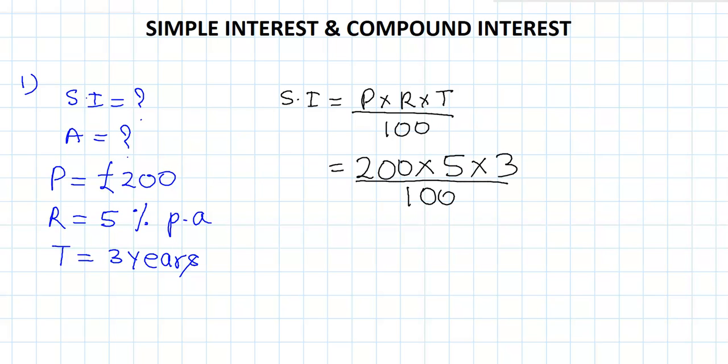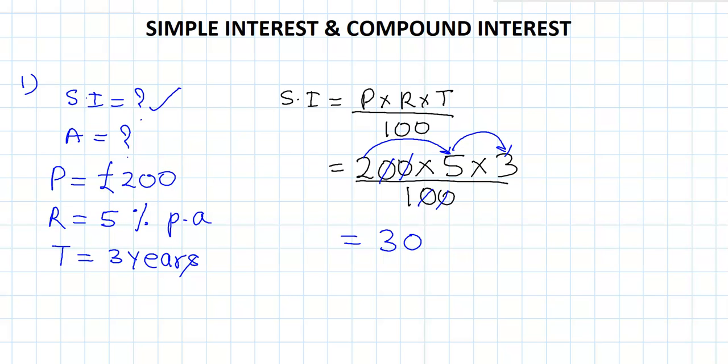So what is our first step? Yes, Sneha? Cancel out the zeros. That's right. What is left over here? 2 times 5 is 10, and 10 times 3 is 30. So Rehan, your answer was 15. That's what happens when you don't read questions properly and you don't see the details. So it is 30 pounds. So this is simple interest. Okay, now this is our first part.